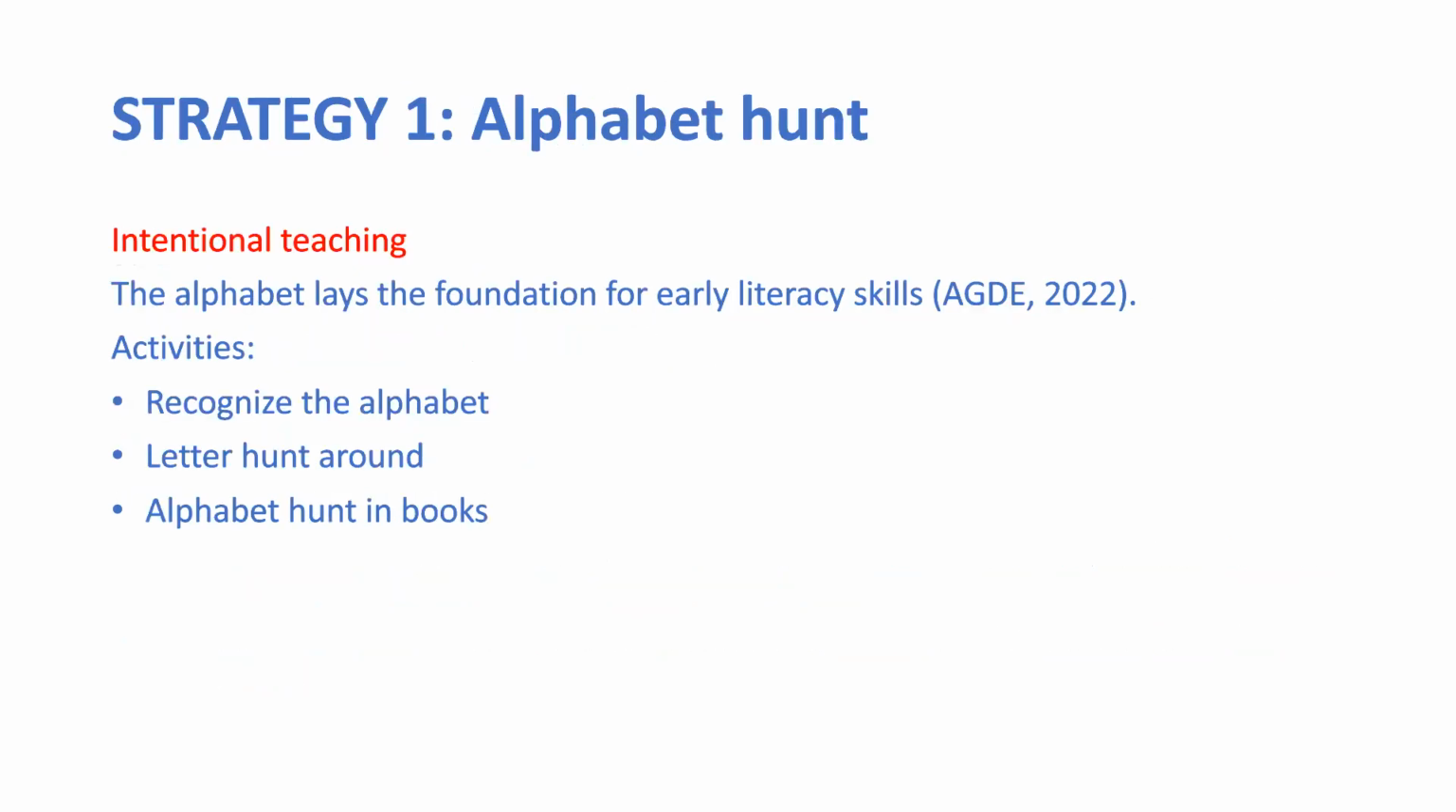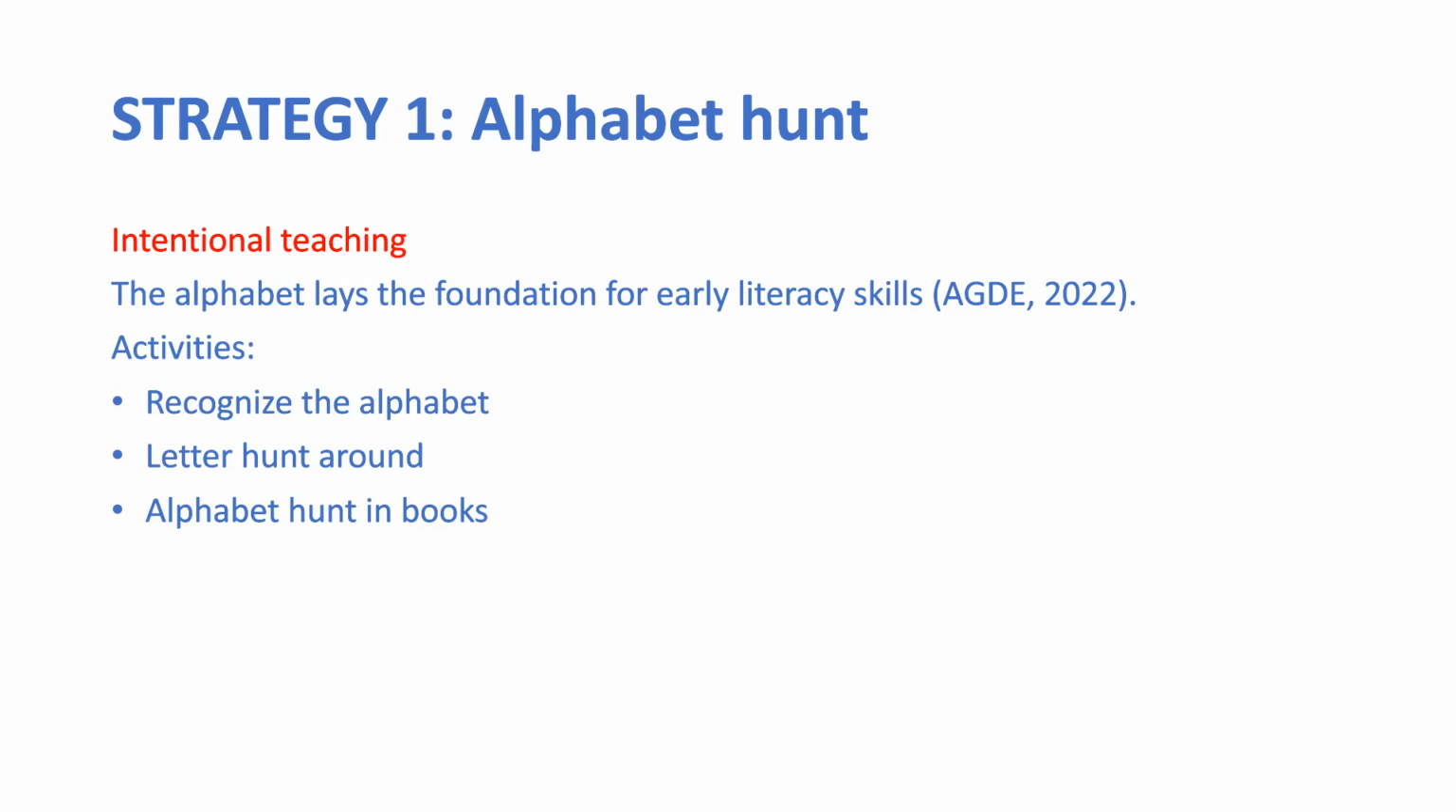Literacy Strategy 1, Alphabet Hunt. The Early Years Learning Framework highlights the alphabet lays the foundation for early literacy skills. It helps children understand that written language is made up of letters and prepares them for pre-reading, school, reading, and writing. Activities to recognize the alphabet capture children's interest in and facilitate their recognition of letters through seeing visual diagrams.